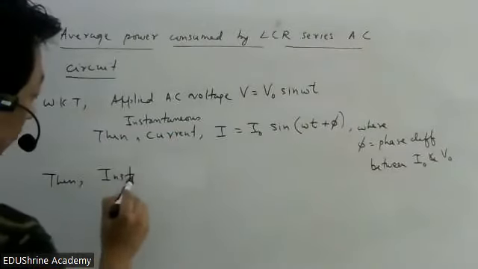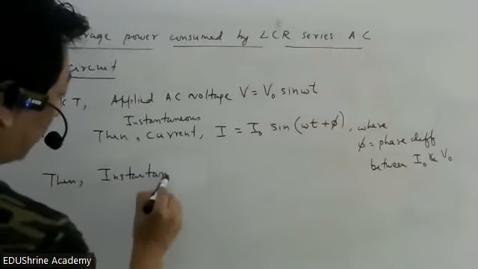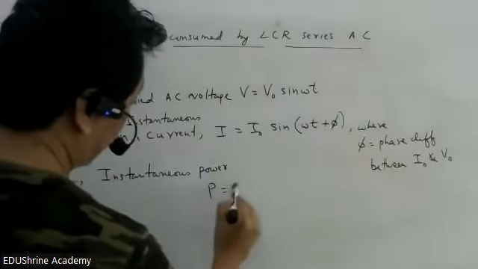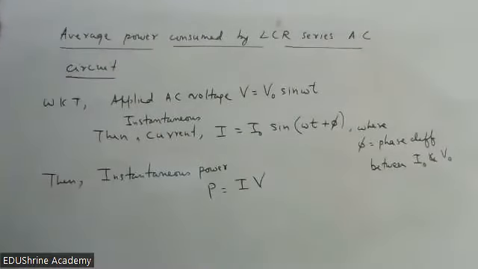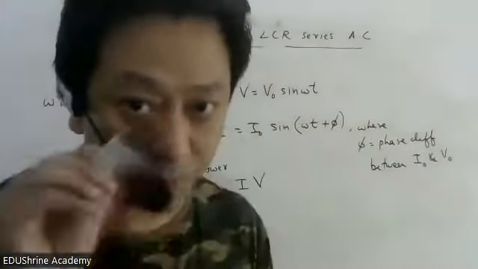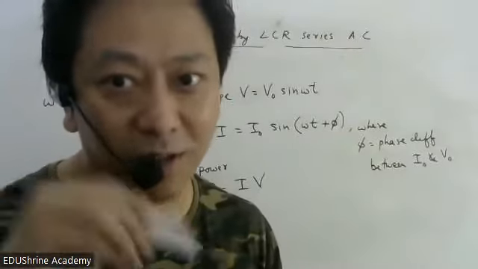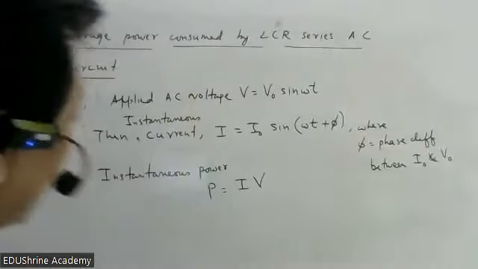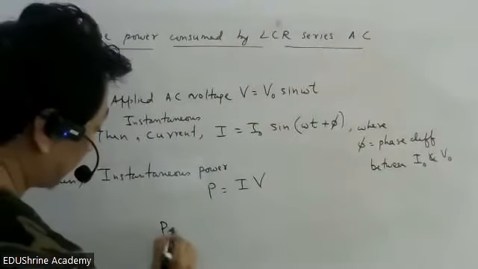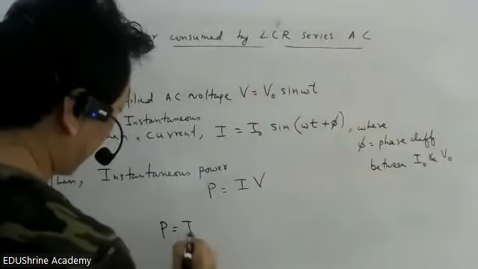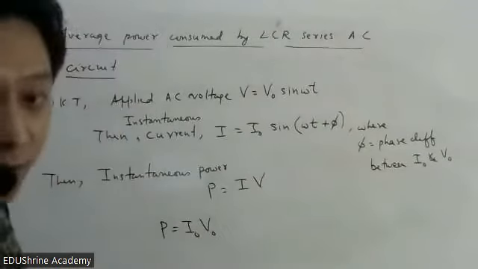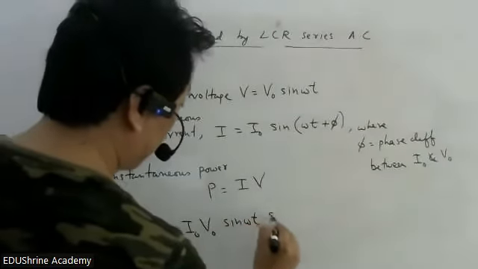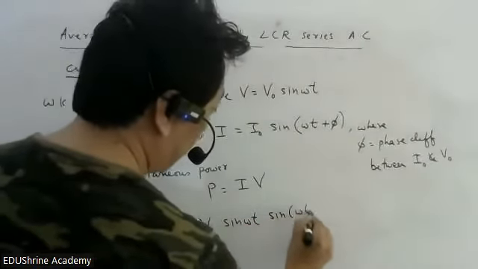What was the formula for power if you know current and voltage? P equals VI, or I into V. Power is W by T, work done by time. Work done is charge into potential difference, and charge by time is current. So if I substitute these two, I will get P equal to I naught V naught sin omega t into sin omega t plus phi.